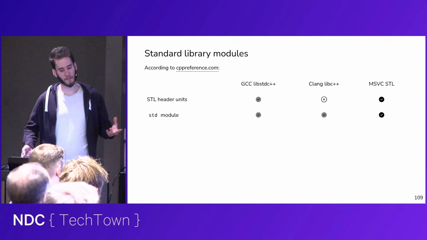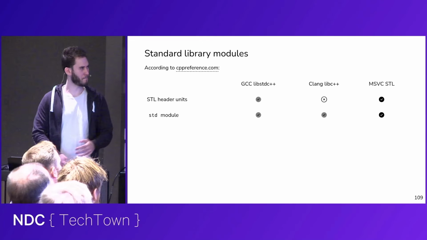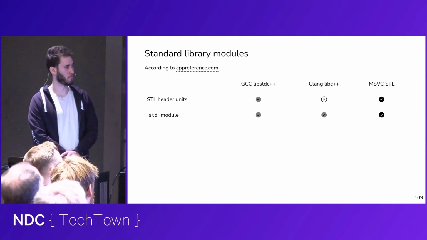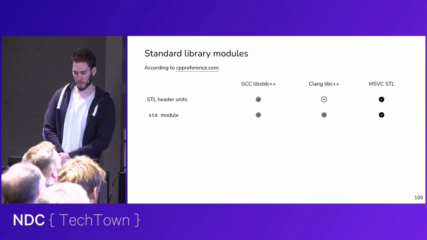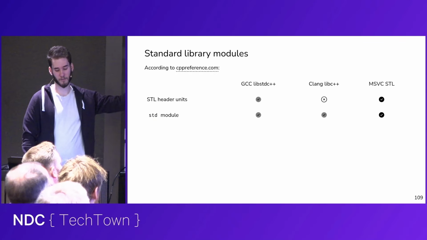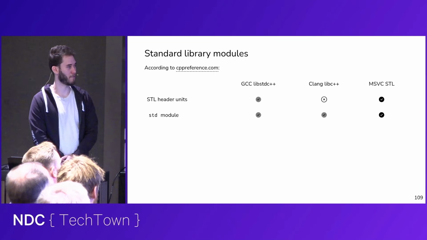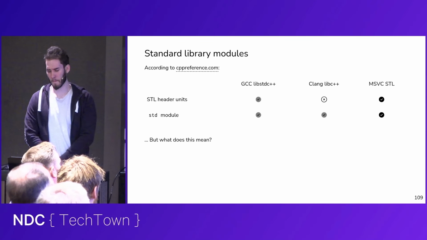The next part that I wanted to check is standard library modules. Can you utilize these headers and import std? If you go to cppreference again, you also get this very confusing picture, just saying that there's partial support for GCC, no support for the STL header units on Clang but support for the std module, and also full support on MSVC. But again, what does it really mean?